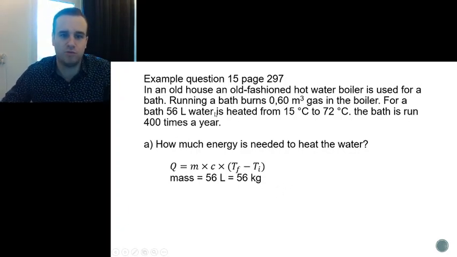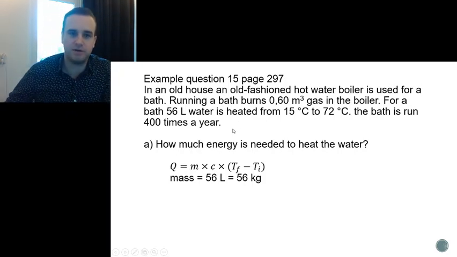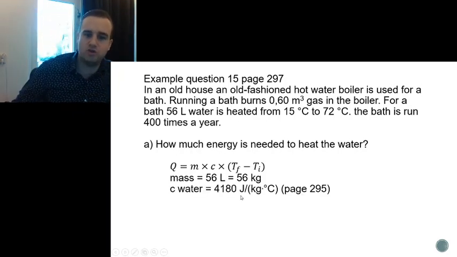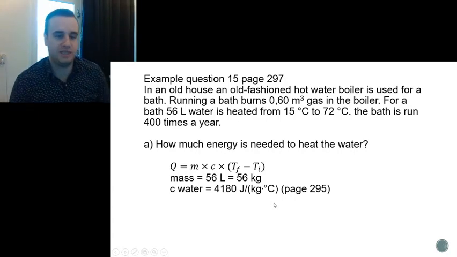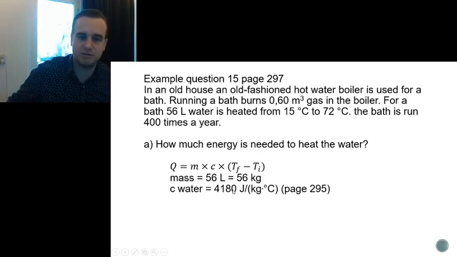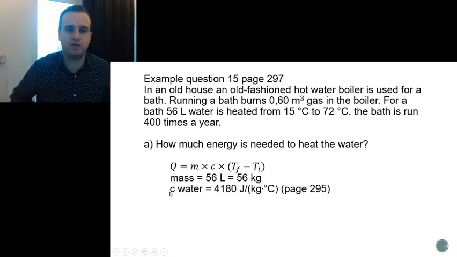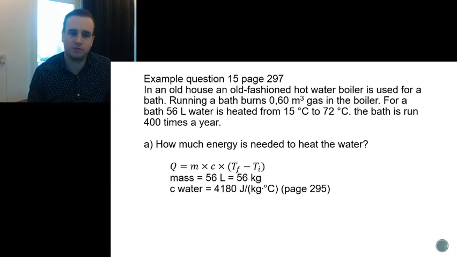The heat capacity of water, you can find it in the book. It's also in your BINAS. Apparently it's 4,180 joule to heat up 1 kilogram by only 1 degree. So if you have 1 kilogram of water and you want to heat it up 10 degrees, you need 10 times this amount in joule. You can find it on page 295 or in your BINAS. And this is specifically the heat capacity of water. If you would use another substance, you would have a different value here.